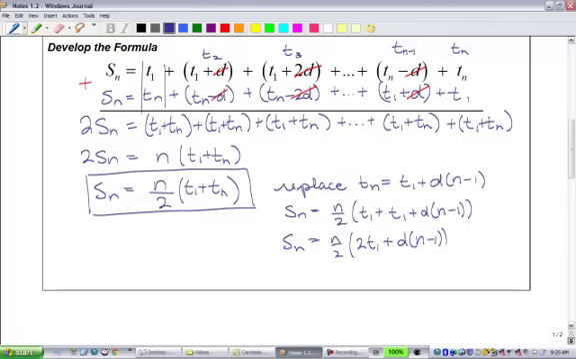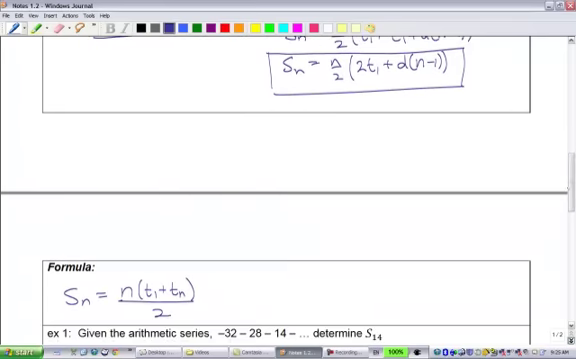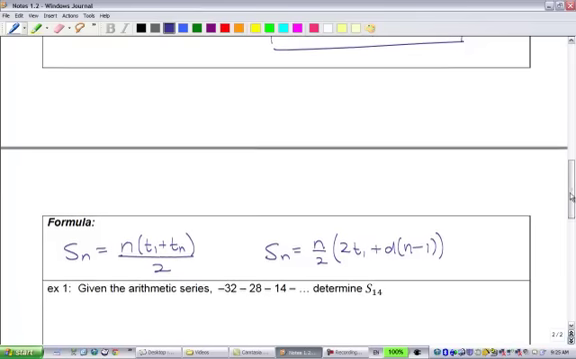So what we've done is we've taken a formula which depended on the first term, last term and number of terms, and have changed it so that it only depends on the first term, the common difference, and the number of terms. So a small difference in the formula, and we can write it down again in our little formula box here. That ends our notes on sequences and series, arithmetic series. I'm going to move on and do some examples.